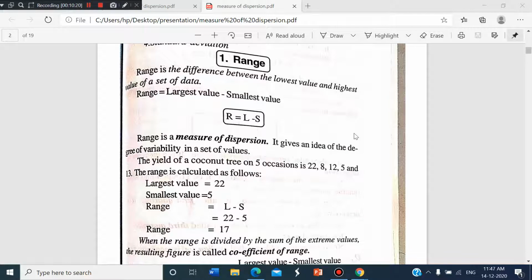Out of 22, 8, 12, 5, and 13, the largest value is 22 and the smallest value is 5. Range equals L minus S, 22 minus 5. So the range you get is 17. That means the measure of variation in this is 17.